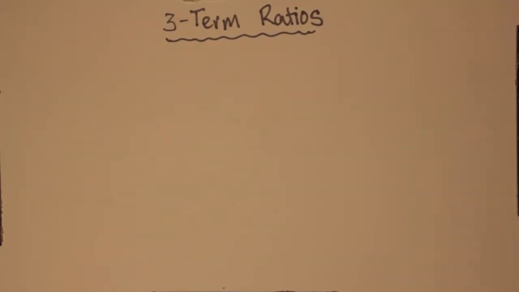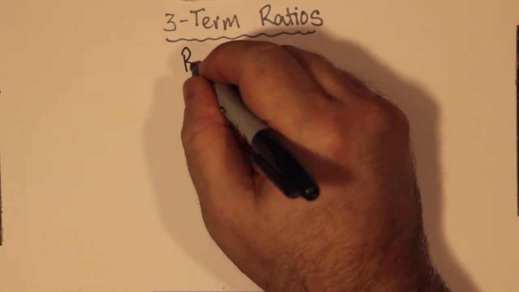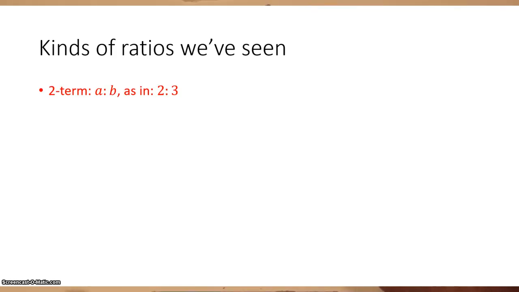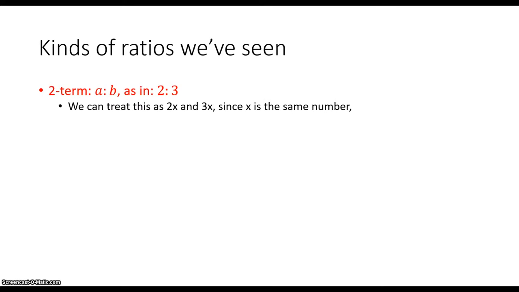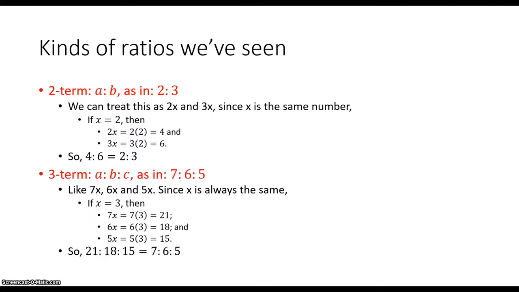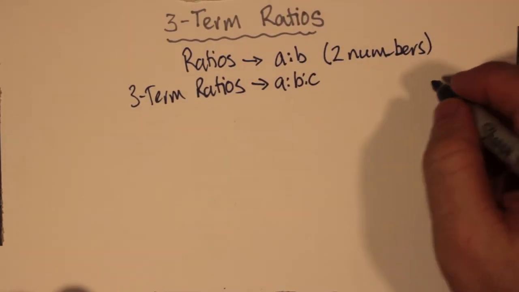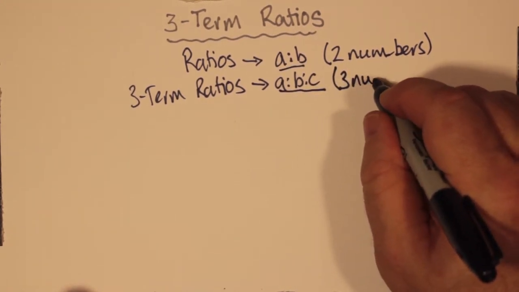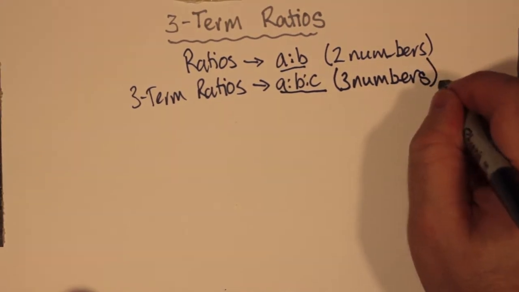Today we're going to talk about three-term ratios. Ratios normally consist of two numbers, like A to B. Whereas the normal ratios are in the form of two numbers, three-term ratios have three numbers that we have to juggle.